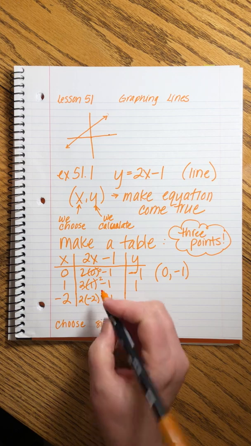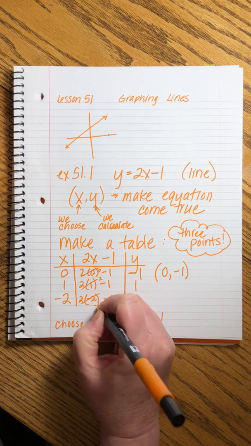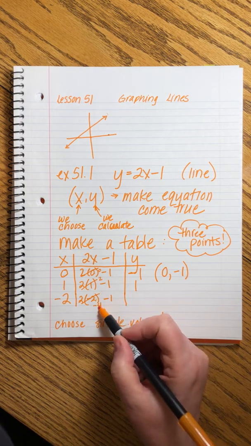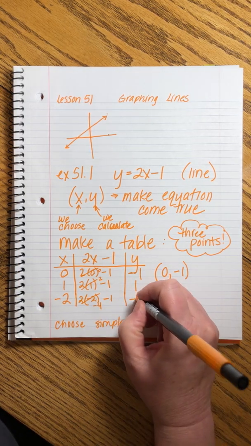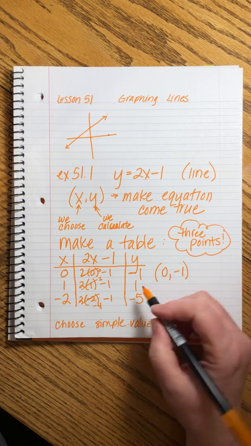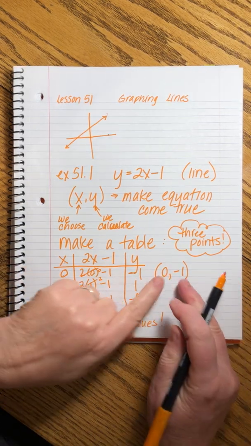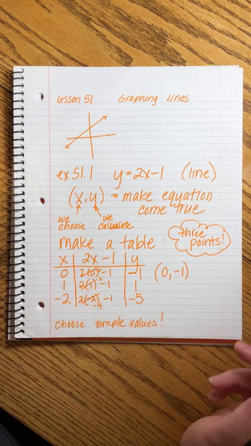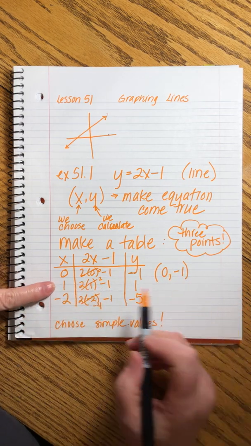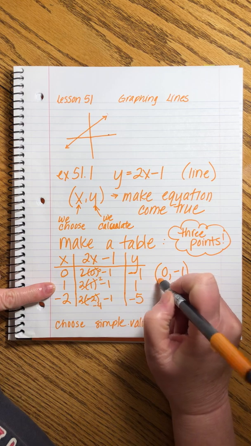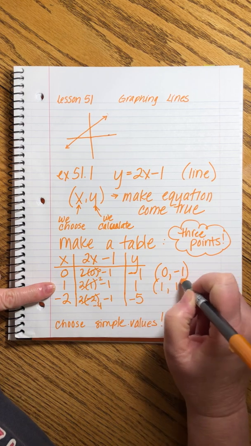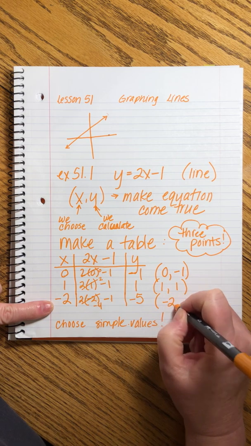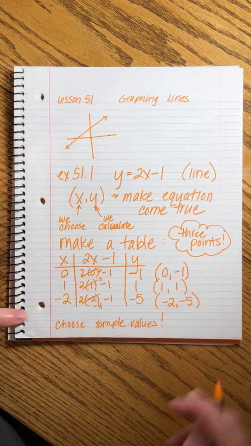2 times -2 is -4. We use all our order of operations rules, that kind of stuff all the time. -4 minus 1 is -5. Okay, so let's just go ahead. Again, like I said, you don't have to write this over here, but in the beginning, it's really useful for trying to keep straight what we're doing. So our second point will be 1, 1. And our third point will be -2, -5.